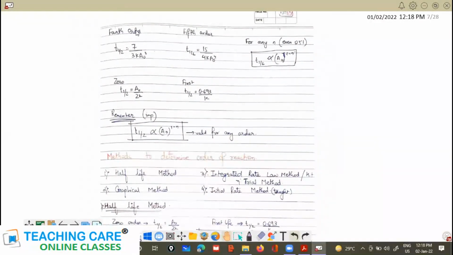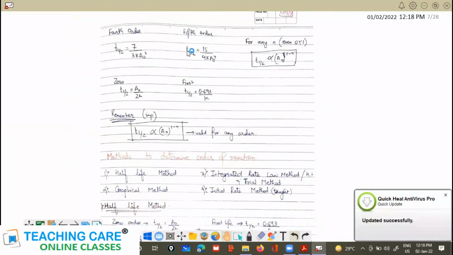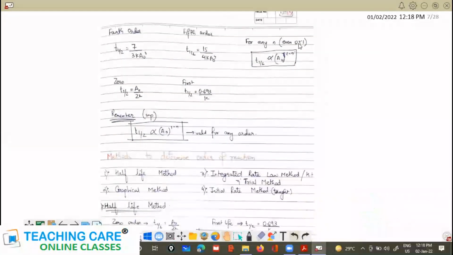See, for example, here if it is the fourth order, the t half will be 7 upon 3k a naught to the power 3. It will be 2 to the power 4, that is 8. 8 minus 1 will be 7. So this way you will be finding it out, right? T half for the half life. Yeah, that's all half life. Got it? For any n, even 0 and 1, T half is directly proportional to a naught to the power 1 minus n.